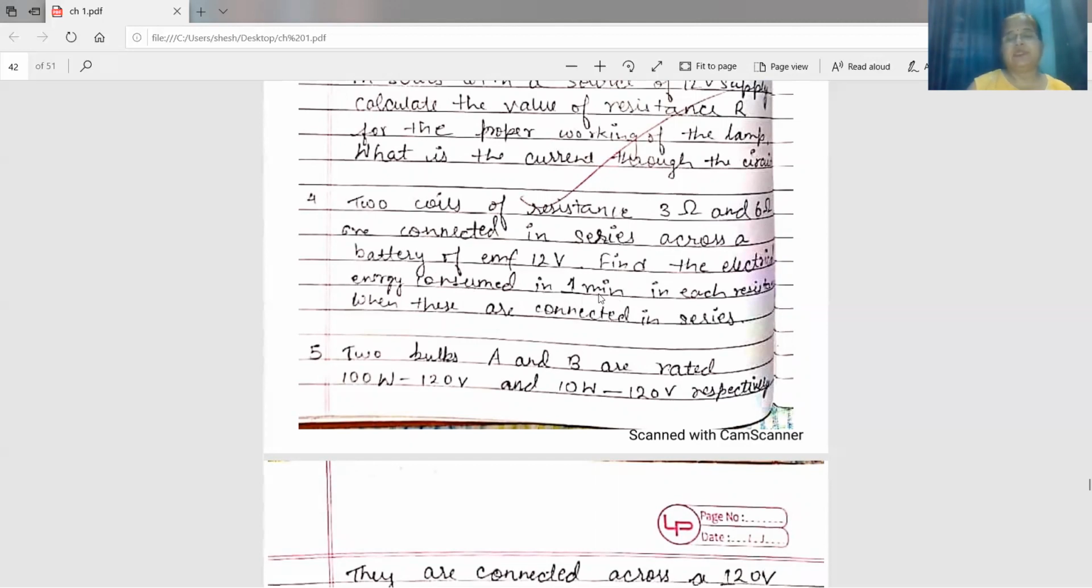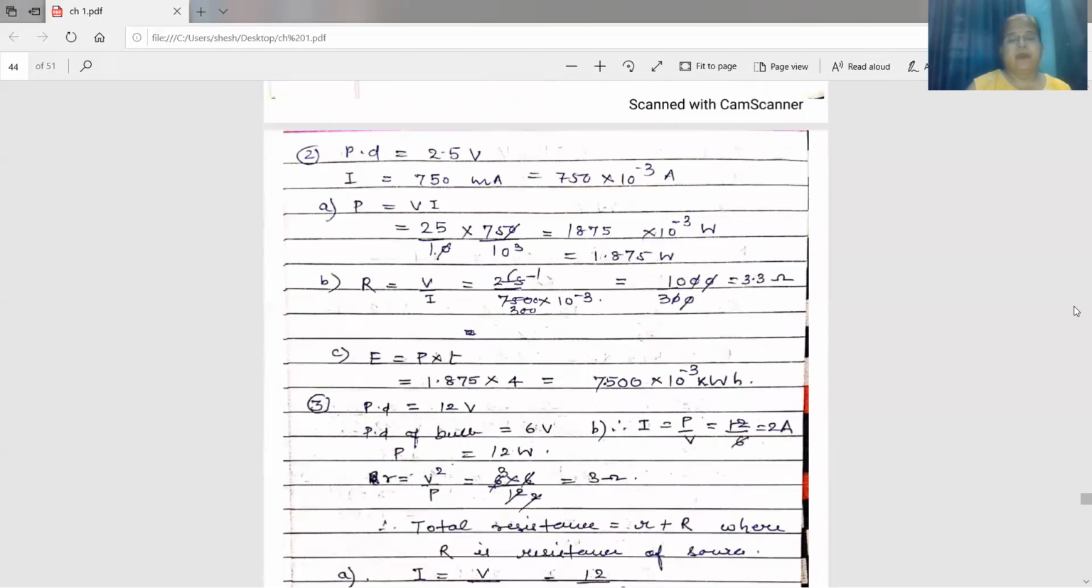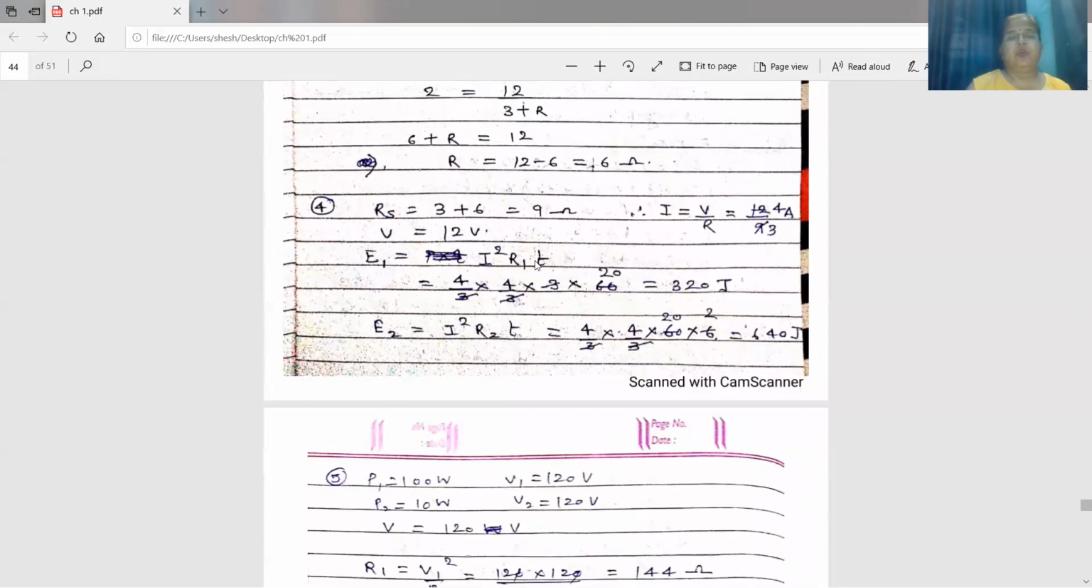1 minute is equal to 60 seconds. Find the electrical energy consumed in 1 minute in each resistance when they are connected in series. See here, total resistance of the circuit. 2 coils are there of 3 ohm and 6 ohm, so total resistance will become 9 ohm. Potential difference is given 12 volt, so I will be equals to V by R. V is 12 and R is 9. You are getting 4 by 3. You are asked to find out electrical energy consumed in 1 minute in each case.